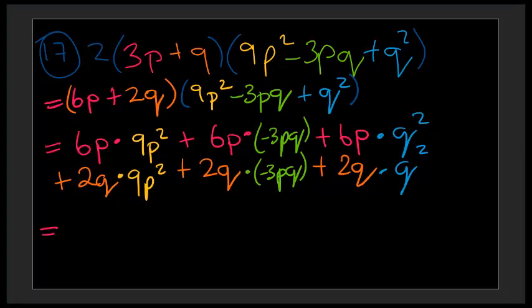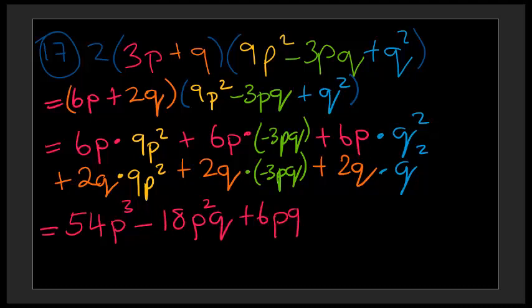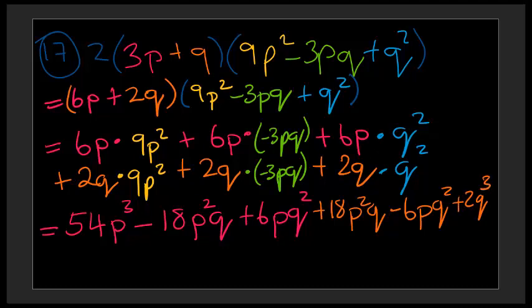Let's multiply out. So 6 times 9 is 54p cubed. 6 times 3, so plus times minus is minus. 6 times 3 is 18p squared q. 6 times 1 is 6pq squared. 2 times 9 is 18p squared q minus 6pq squared plus 2q cubed.